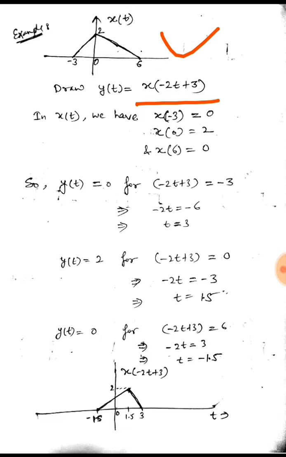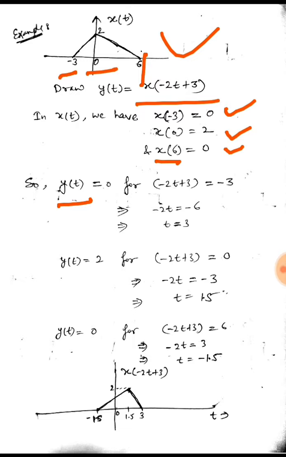So as we can see in x(t), at -3 the value of x(t) is 0, at 0, that is x(0), the value of x(t) is 2, and at 6, that is x(6), the value of x(t) is again 0. So now I need to calculate y(t), which is x(-2t plus 3).